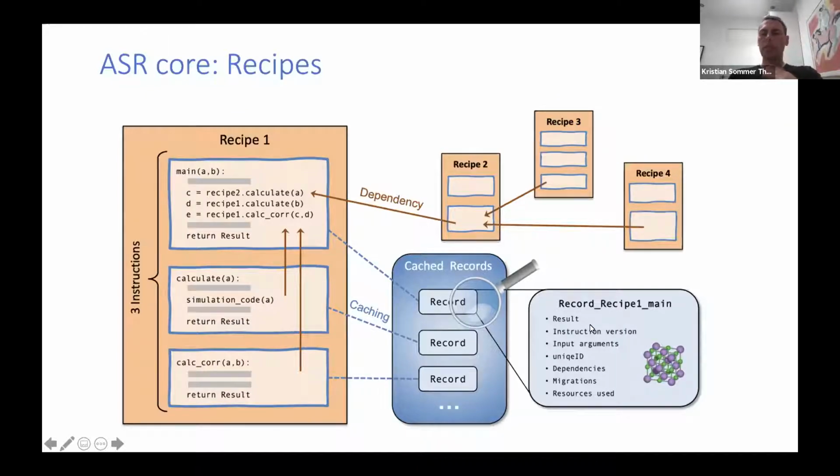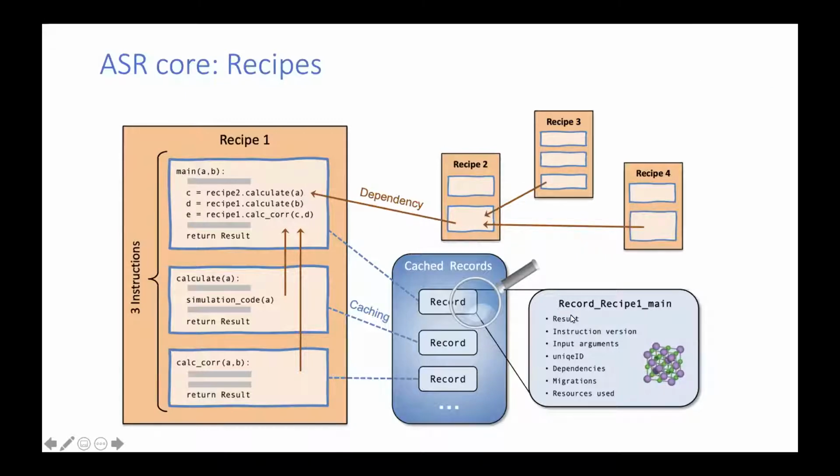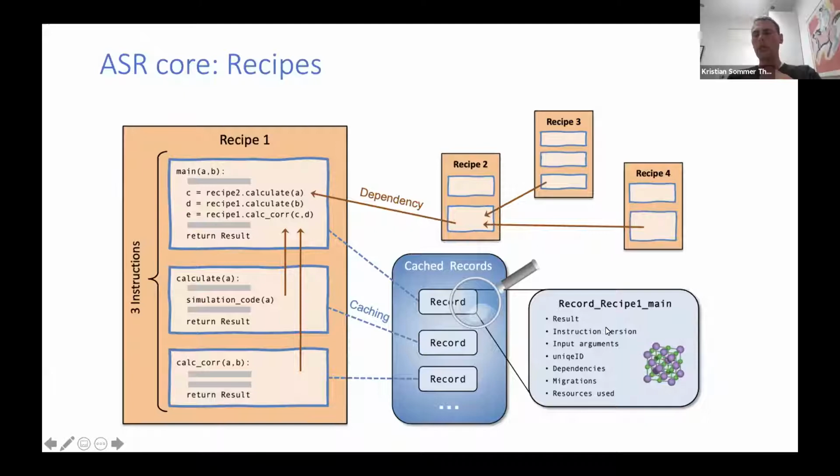This dependency list is part of what is saved in the record. So here you can see what the record contains. It typically contains an atomic structure, the atomic structure that was the input for this recipe. Then it holds the result of the calculation. It holds the version of this instruction, which I'll come back to later when talking about data maintenance. It holds the input arguments for the instruction. It has a unique ID, and then all the dependencies, migrations, and the resources that were used for executing this recipe. So that's the main structure and content of a recipe.